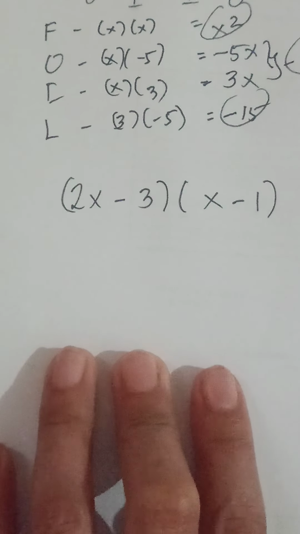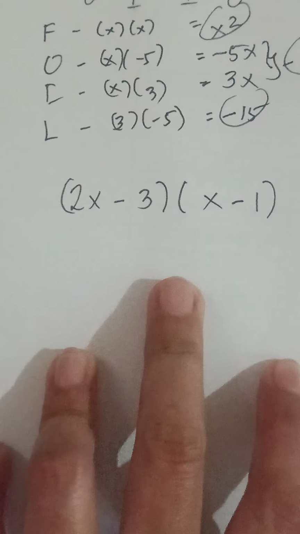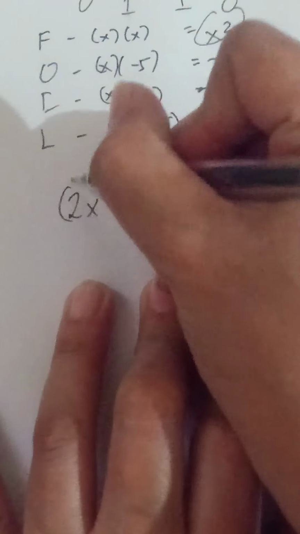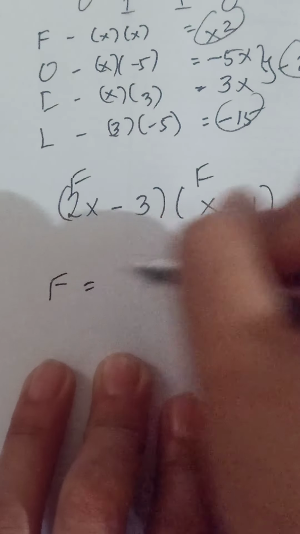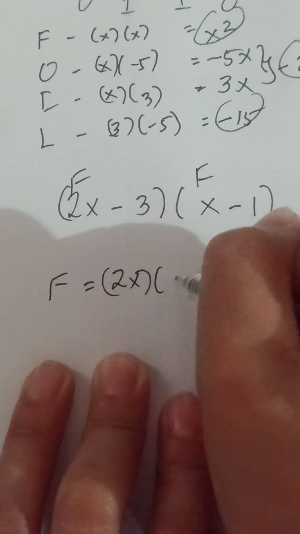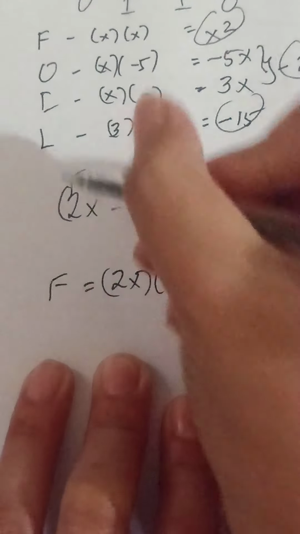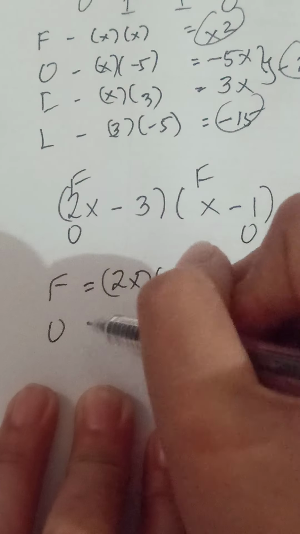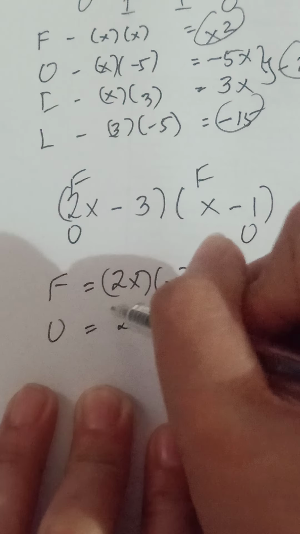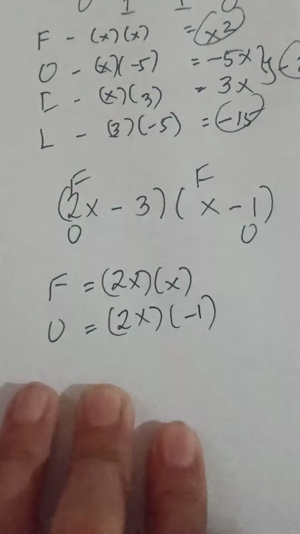Let us have another example. We have 2x minus 3 multiplied by x minus 1. You need to multiply the first terms. Here are the first terms. So we have 2x multiplied by x. And then the outer terms are 2x and negative 1. So you multiply 2x and negative 1.